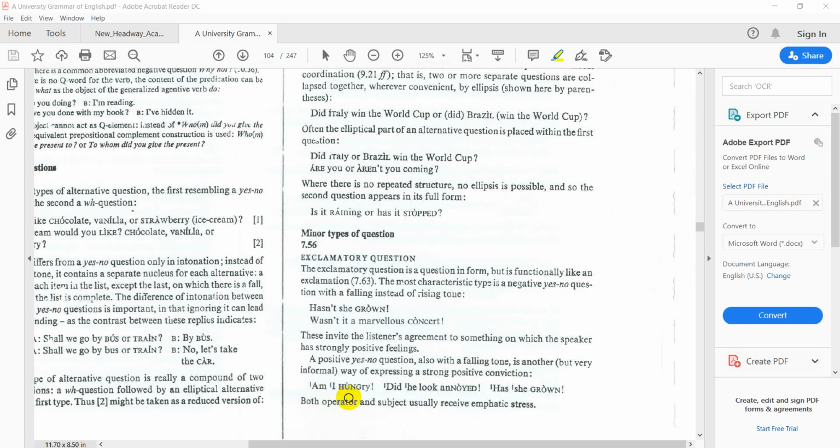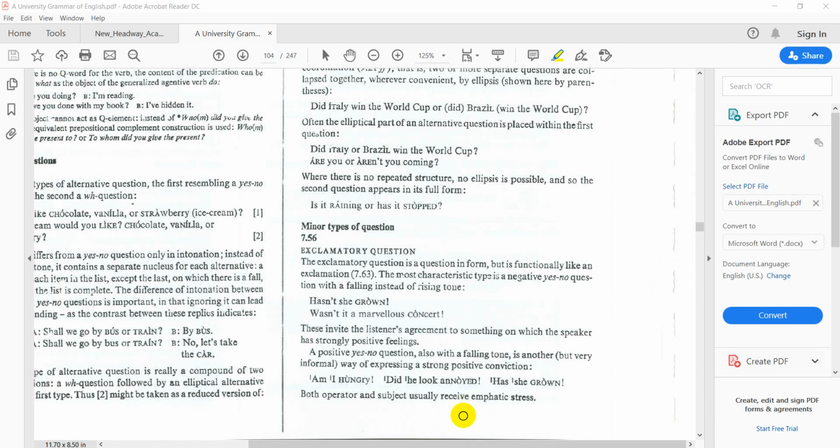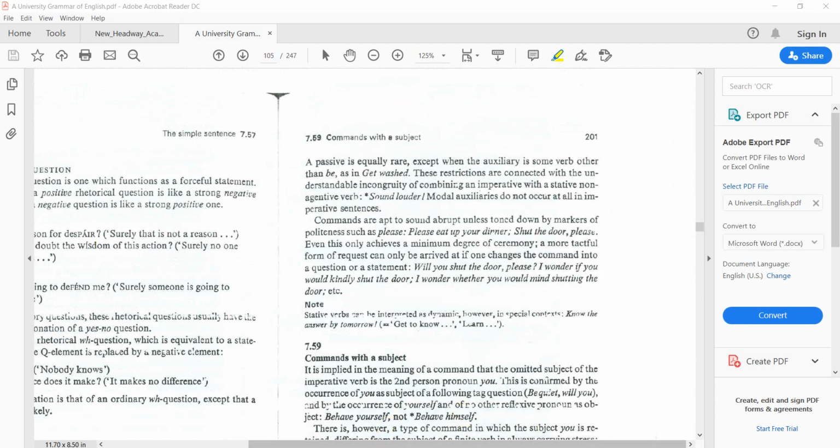Okay. Am I hungry? It means, why do you ask such a question? I'm hungry. Did he look annoyed? It means that he is annoyed. Has she grown? It means that you ask whether she has grown or not. Both operator and subject usually receive emphatic stress to show the surprise, exclamation.